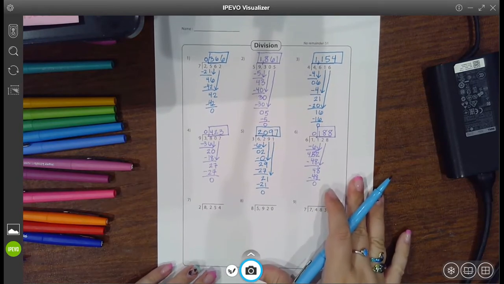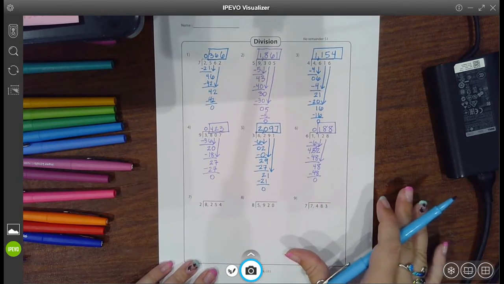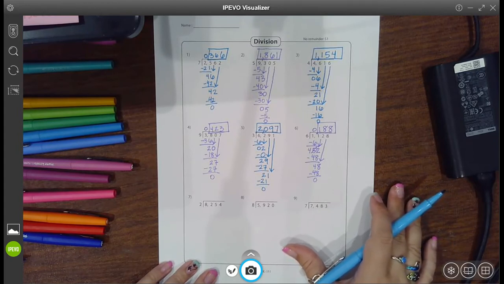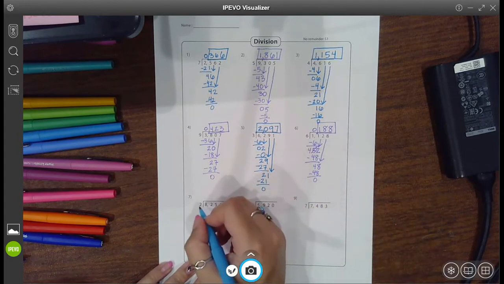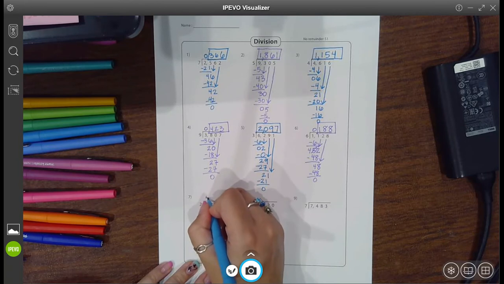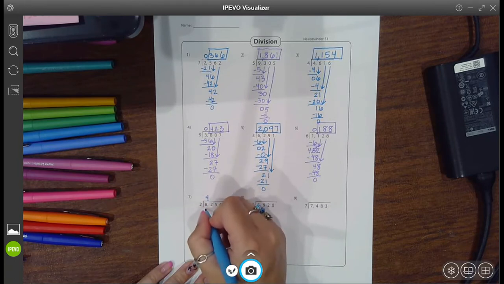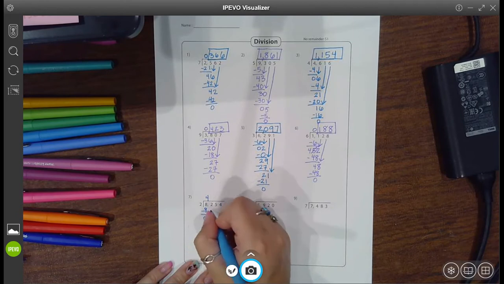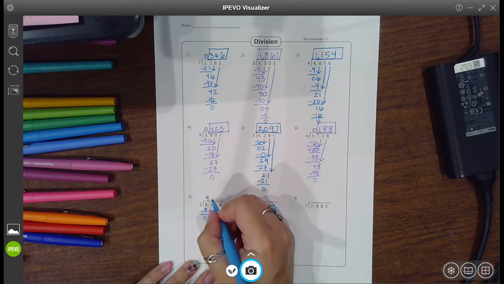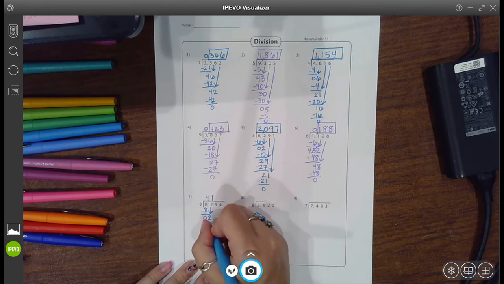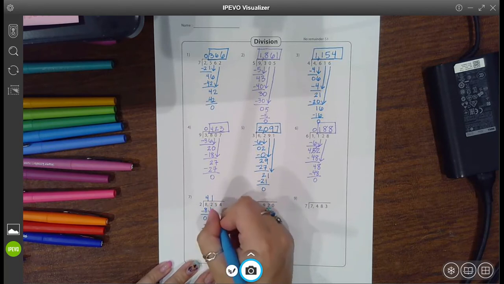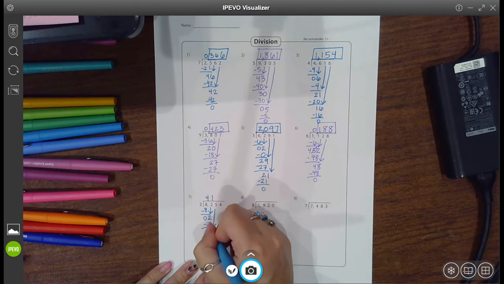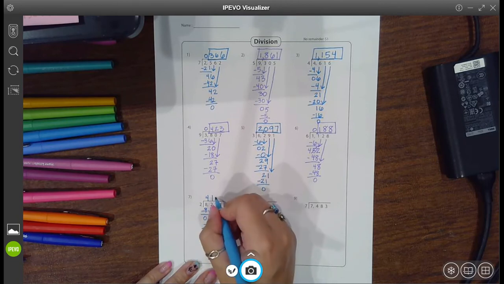Okay, almost done. Again, if you haven't tried any yourself yet, please pause it, try it, unpause it, and come back. Okay, 2 goes into 8 4 times because 2 times 4 is 8. Subtract that, you get 0. Bring down the 2. Can 2 go into 2? Yes, once. 1 times 2 is 2. Subtract that, you get 0. Bring down the 5. 2 goes into 5 2 times.